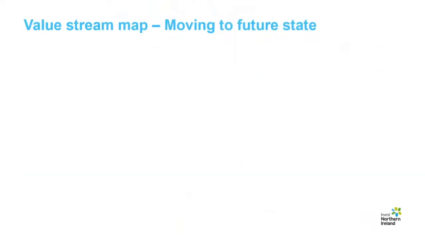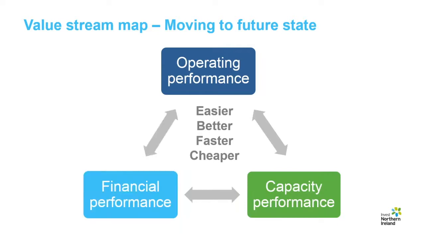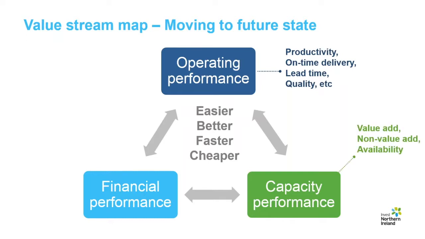The focus of lean activity is to make your processes easier, better, faster, and cheaper in that order of priority. When you're developing the future state map, think about what you want to achieve in the 3 dimensions of performance: operating performance, capacity performance, and financial performance. For operating performance, what impact do you want to have on productivity, on-time delivery, lead time, right first time quality, etc.? Or will the focus be on improving your capacity performance by reducing the non-value adding tasks to increase availability?